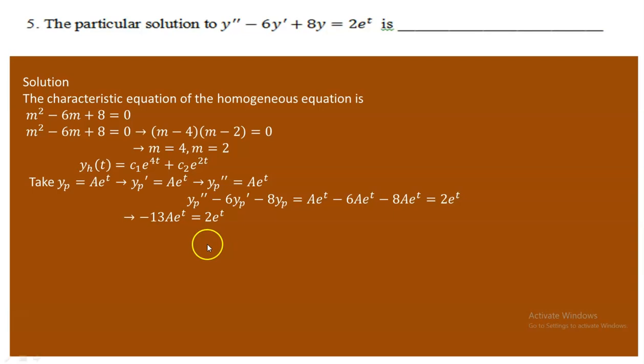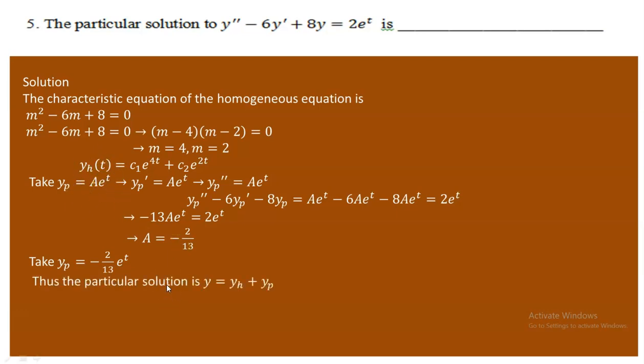So I can now cancel e to the power of t by e to the power of t. Now I'm left with a equals minus 2 over 13. So the value of a is now known. If I am able to know what a is, I can directly substitute that here and know what my yp is. So my yp is going to be minus 2 over 13 times e to the power of t.